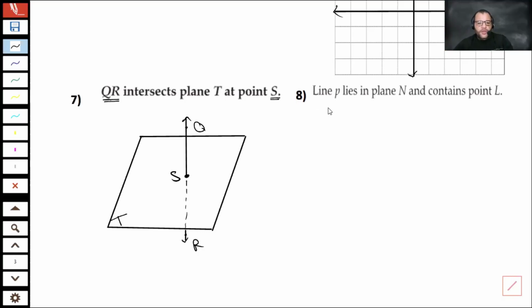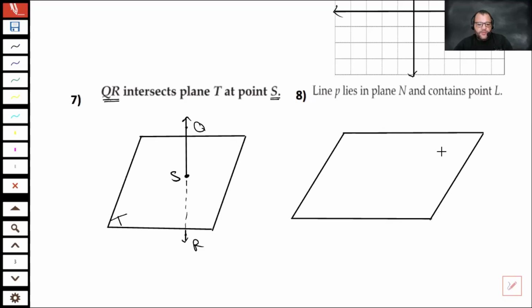Okay? Now we have a line P that lies on the plane N and contains the point L. So how can we draw it? You draw a plane and you draw a line on it with two points. That is the plane and that is the line. What is the name of the plane? We have a line P, and we're using the plane N. And we have a point L that lies on the line. You understand the difference now between them?